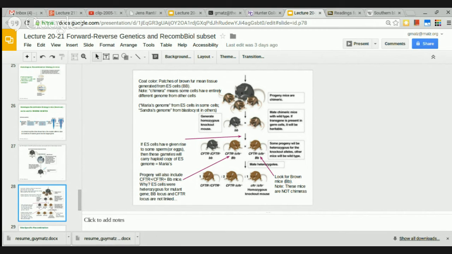So let's talk about a sperm. If we have the precursor to the sperm that actually has been developed from the ES cell, then they have our heterozygous mutation, right? They've got the whole genome of the ES cell, including the big B, right?